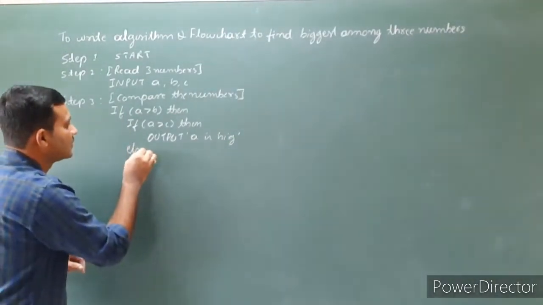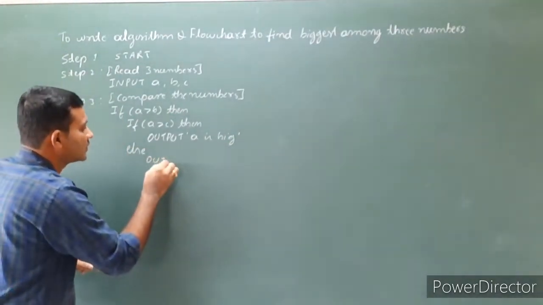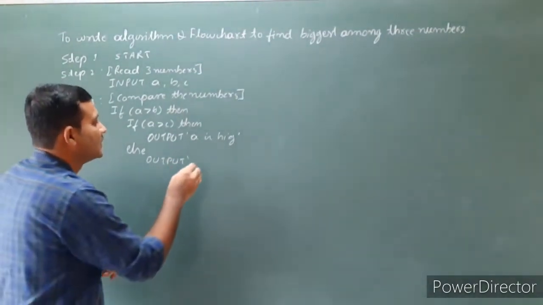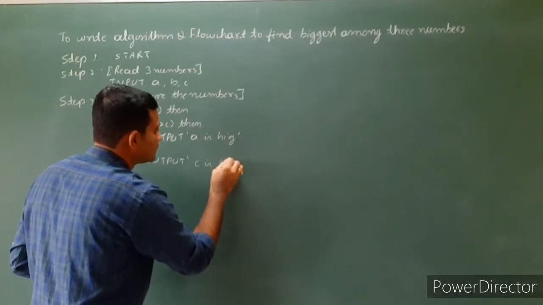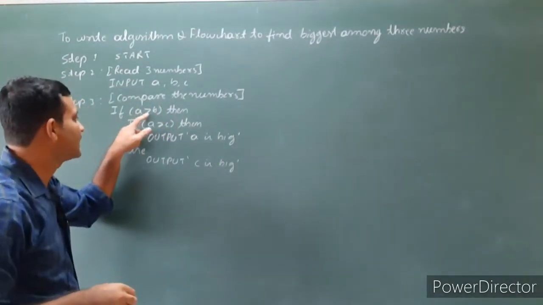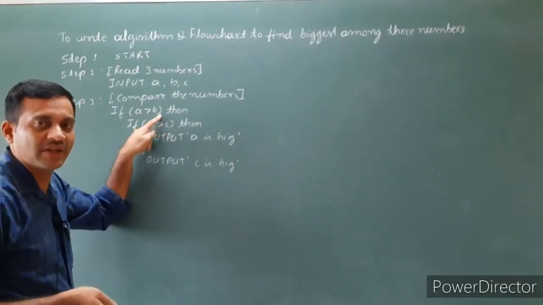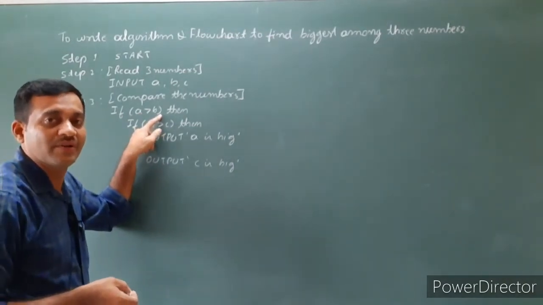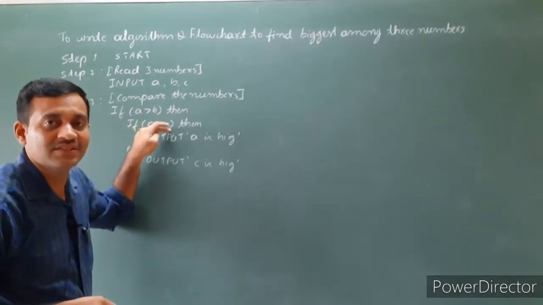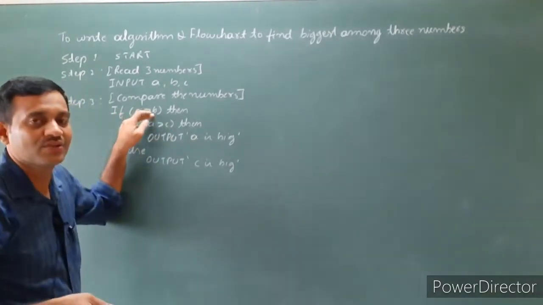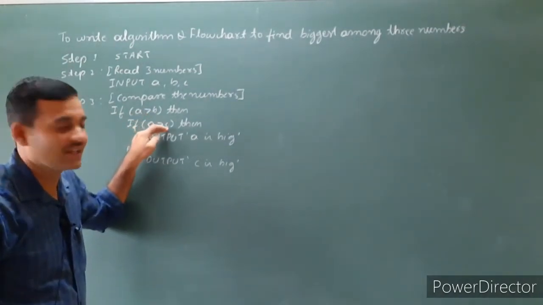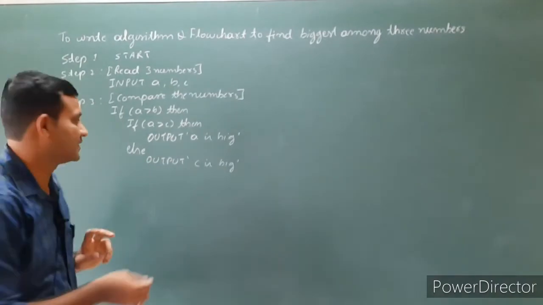Else output C is biggest. Because A is greater than B, A is the biggest of A and B. Then if A is greater than C fails, that is A is less than C, then, since we already compared A with B, out of these two A is the biggest, and A is less than C, then C is the biggest.